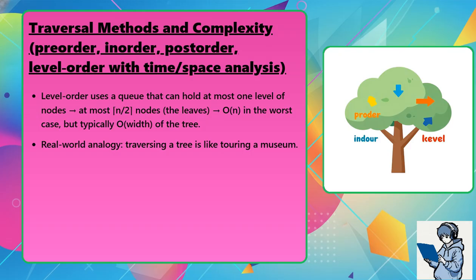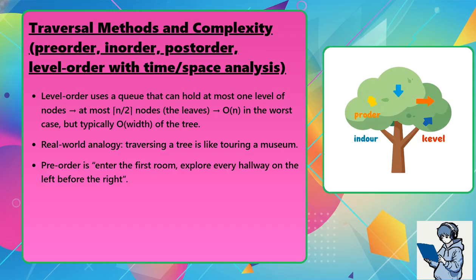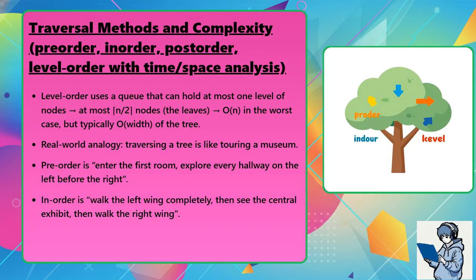Real-world analogy: traversing a tree is like touring a museum. Pre-order is enter the first room, explore every hallway on the left before the right. In-order is walk the left wing completely, then see the central exhibit, then walk the right wing.